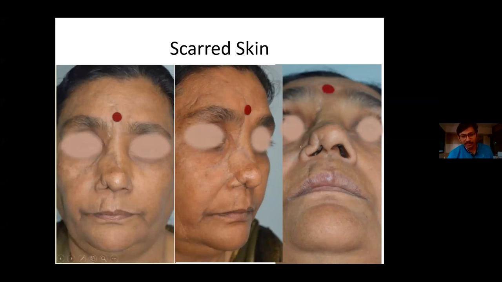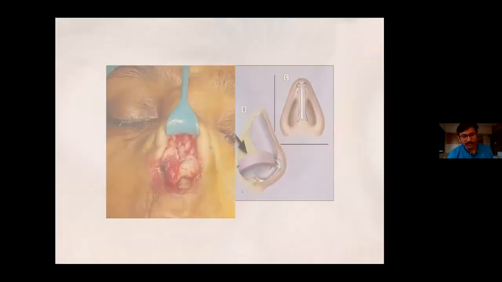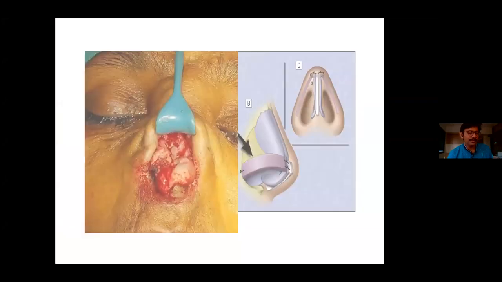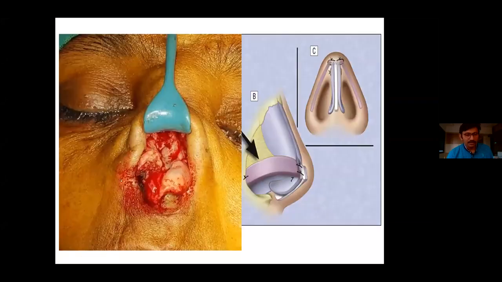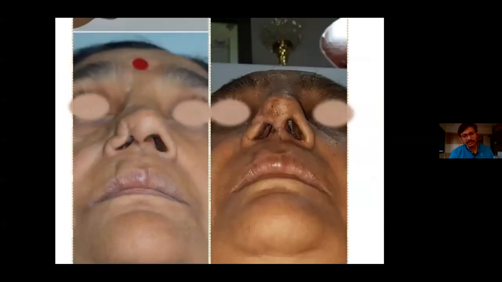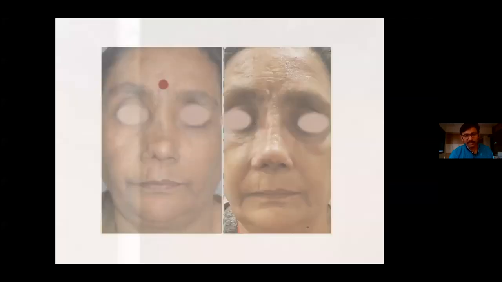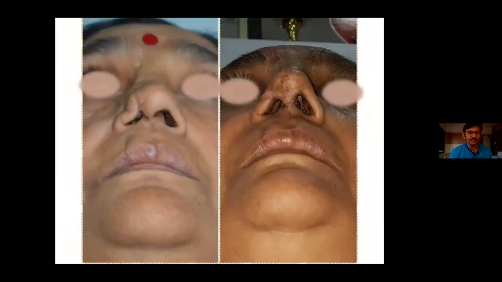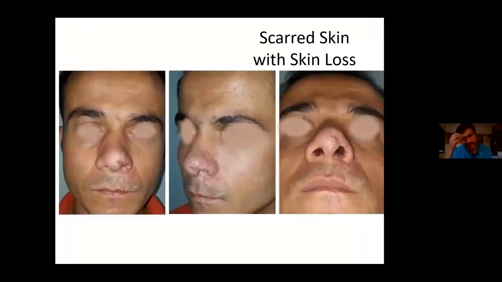As you can see here, there is a lot of CLW suturing and various sutures taken. On opening up, the lateral crus was completely severed. There was no lateral crus. So we reconstructed the lateral crus with the help of a graft, and we could get a good result. We also did a dorsal augmentation for this case.